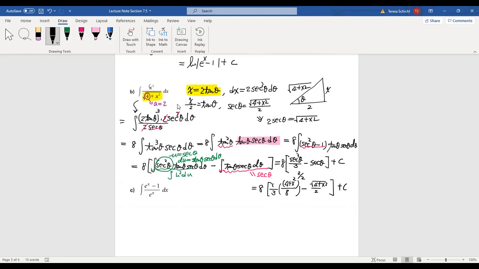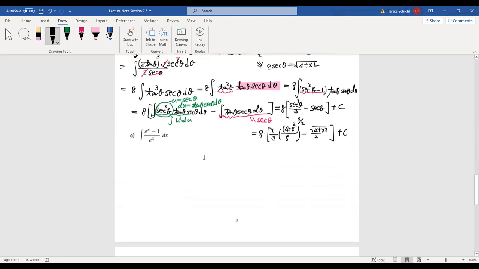Right, so this problem really involves several methods. First, you need to use the trig substitution. After you use trig substitution, it will become a trig integral. So you use a trig identity. After you do the trig identity, then you need to use u sub, right? So it kind of involves three different methods here.